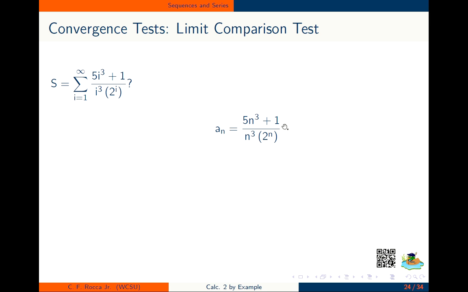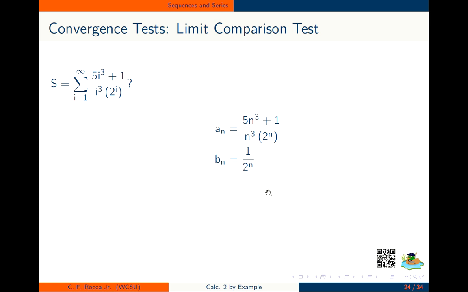And what I notice is that if n is really large, the plus 1 doesn't matter, and the n cubes don't matter. All that really matters is the 2 to the n. Okay? So if n is really very large, 2 to the n is so much larger than everything else there that I can compare this to 1 over 2 to the n, and I like this because this will give me a series that looks like the geometric series that we've looked at in previous videos.